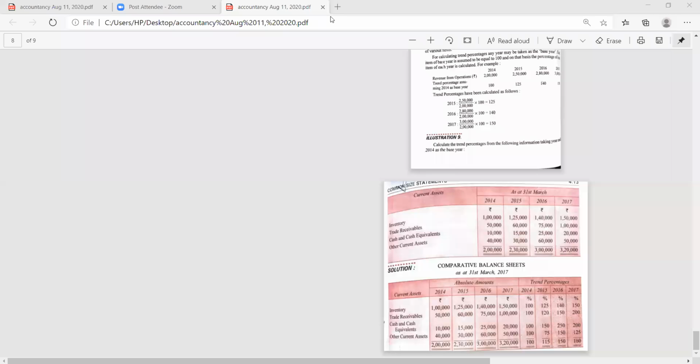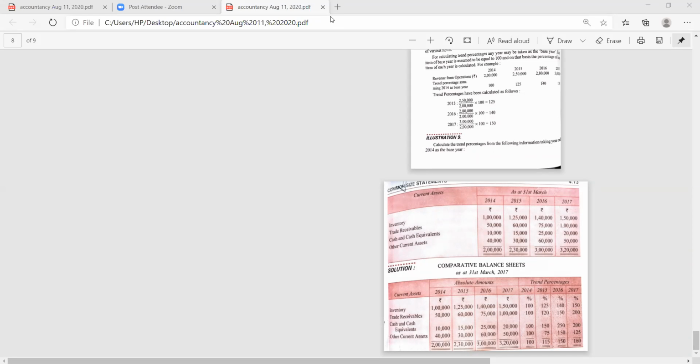Can you please tell me how to calculate the percentage in common size balance sheet? Please repeat your question. It's not clearly audible to me. How to calculate the percentage in common size balance sheet? In the common size balance sheet, the total of every side.